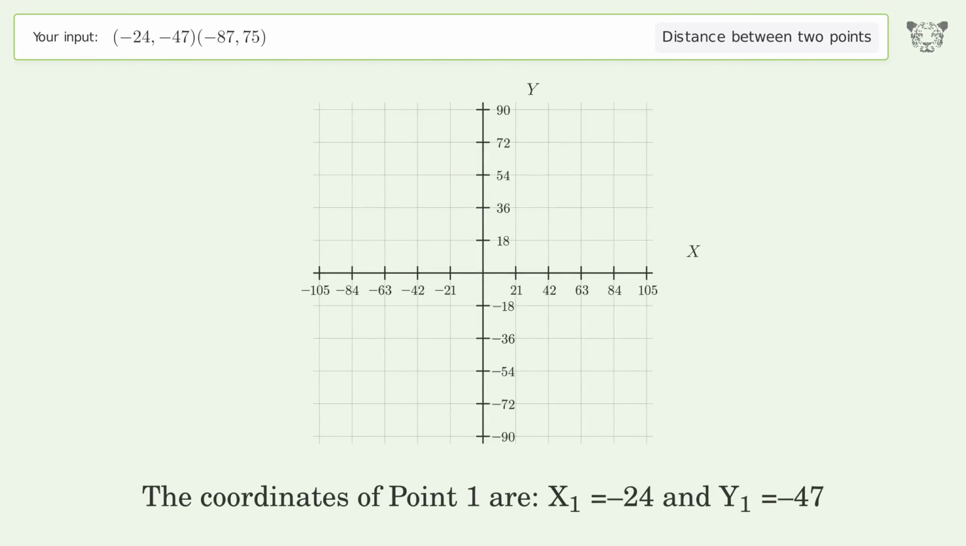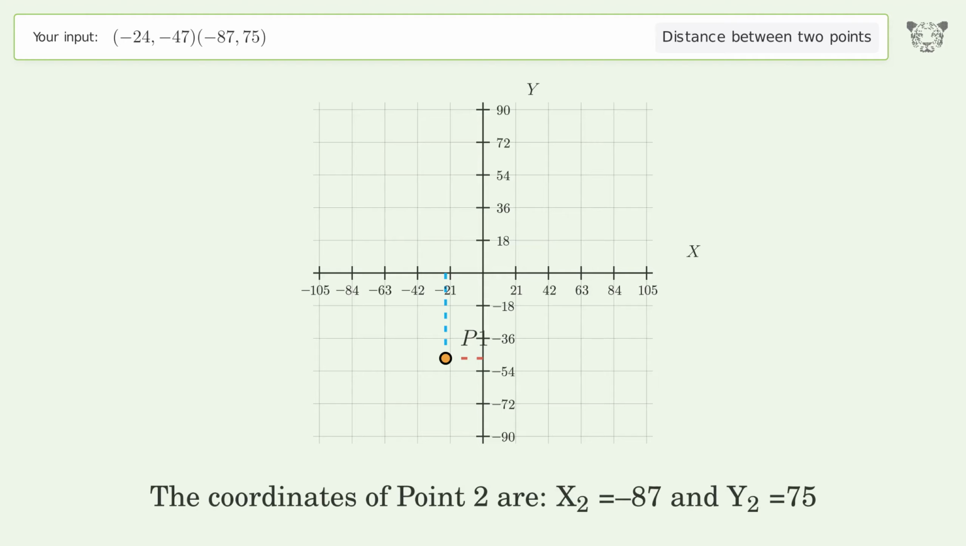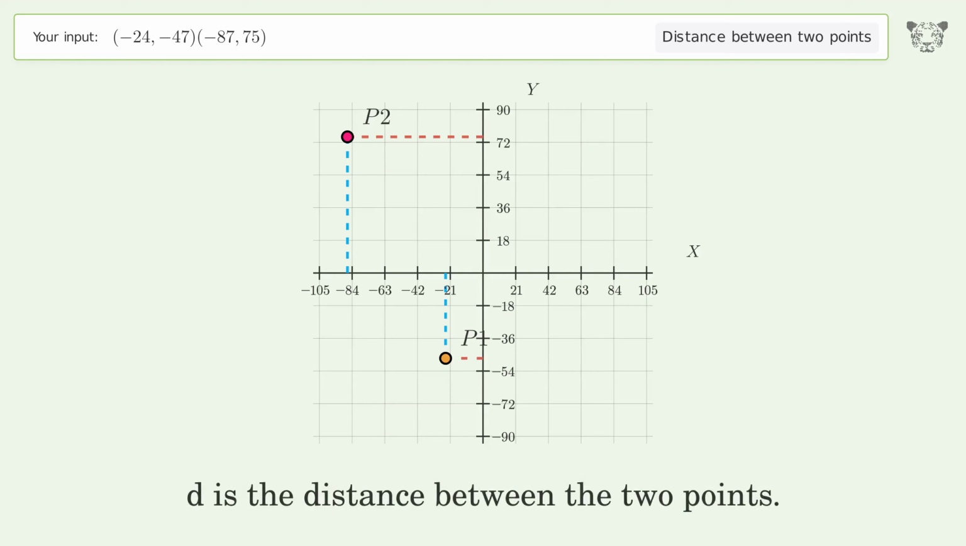The coordinates of point 1 are x1 equals -24 and y1 equals -47. The coordinates of point 2 are x2 equals -87 and y2 equals 75. D is the distance between the 2 points.